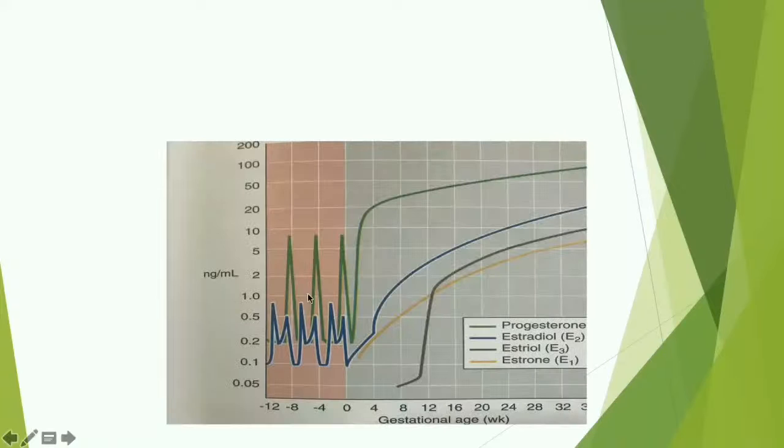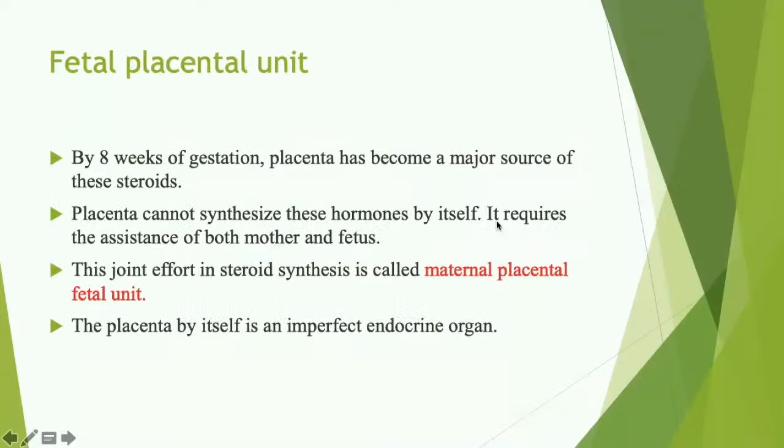Now see, this picture shows you a normal menstrual cycle. During the menstrual cycle, the level of progesterone and estrogen, and this after gestational age shows the amount which is required during pregnancy. So you can clearly see the increase in the amount or the requirement of progesterone or estrogen for maintaining pregnancy, right? So what exactly is feto-placental unit?